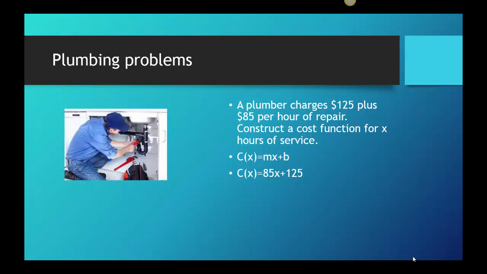Once I know how to create the cost function where x is the number of hours, I simply plug in 2 if I want to know how much it costs to have the plumber over for 2 hours. I'm putting in 2 where the x was. 85 times 2 plus 125 says here's this big bill of $295 for 2 hours of work.